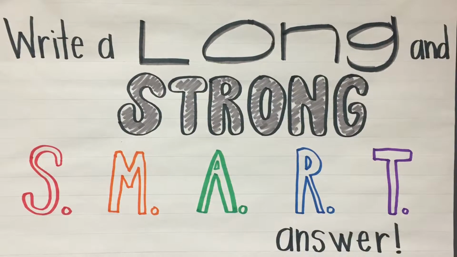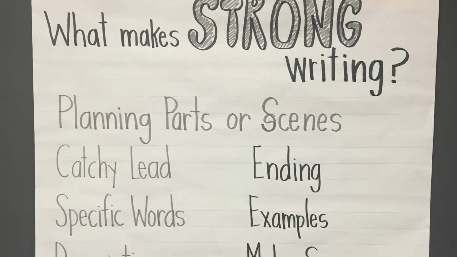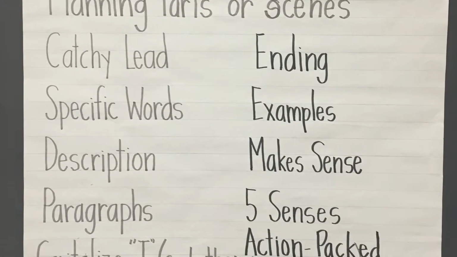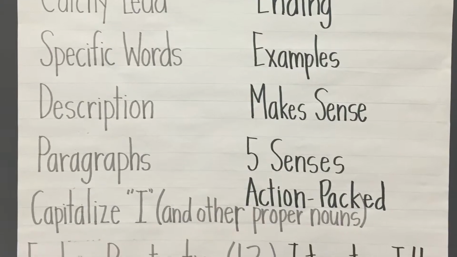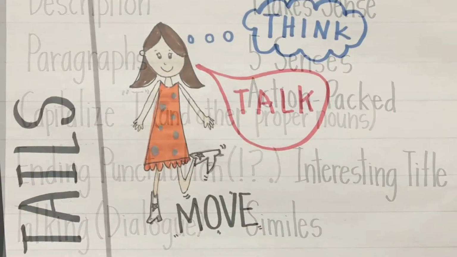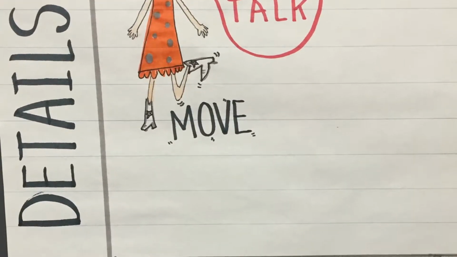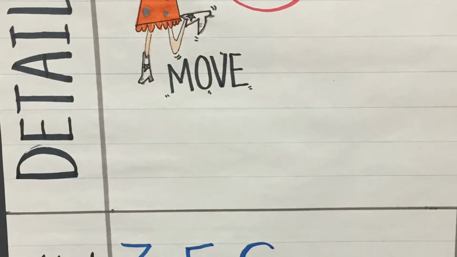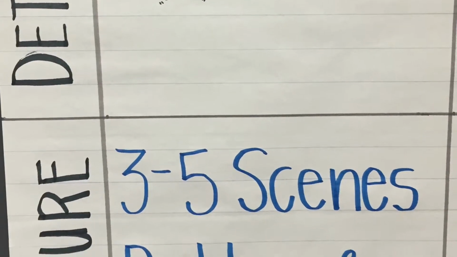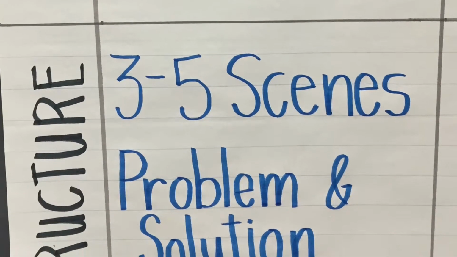about how to write long and strong, smart answers for writing tests. We made a collection of all the things you already know about what makes strong writing. Then we considered how to lengthen our stories through details like character details, how characters think, talk, and move, as well as structure and thinking through story structure of using scenes and a problem and a solution.